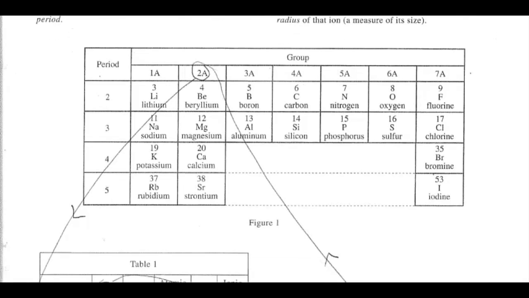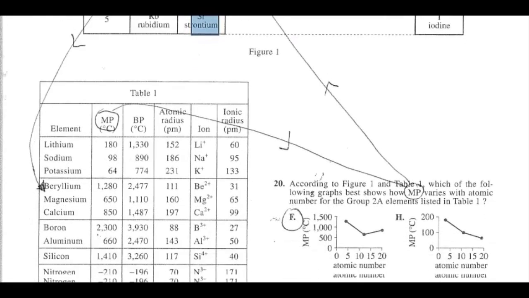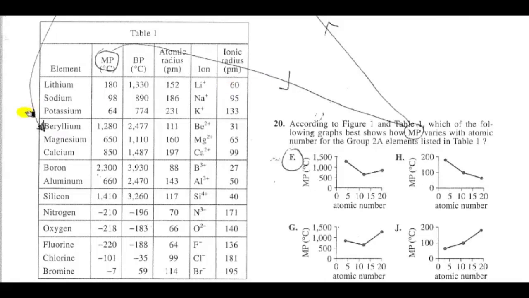In Figure 1, we find group 2A at the top of this column, and we see that we're looking for these particular atomic numbers: 4, 12, 20, and 38. We're associating them with beryllium, magnesium, calcium, and strontium. When we come over here, let's find them in Table 1, and it looks like we just have beryllium, magnesium, and calcium in this column. So we took that information and put it over here.